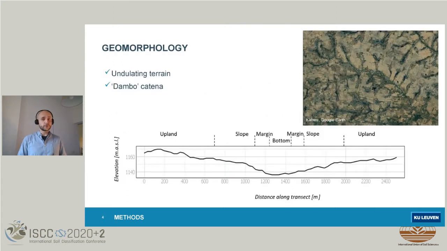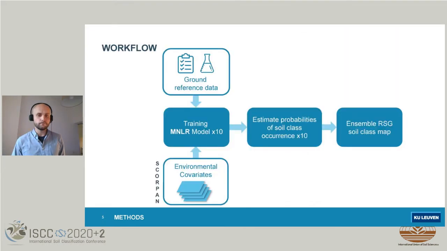Another important characteristic of the study area was a typical geomorphology, as you can see here, with this dendritic network of dambos, as they are called, which are low-lying areas that get flooded during part of the year, or some areas even remain moist during the entire year. And throughout the study area, this dambo catena reoccurred everywhere.